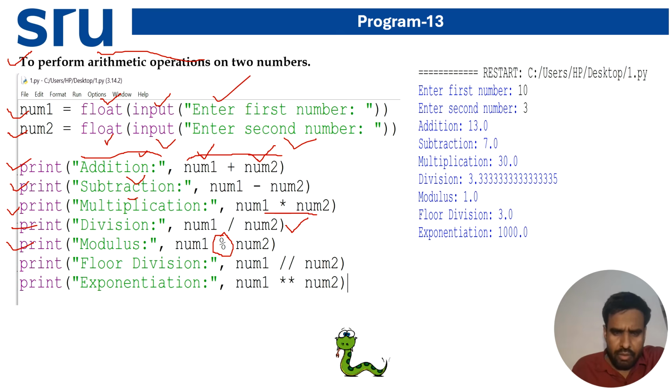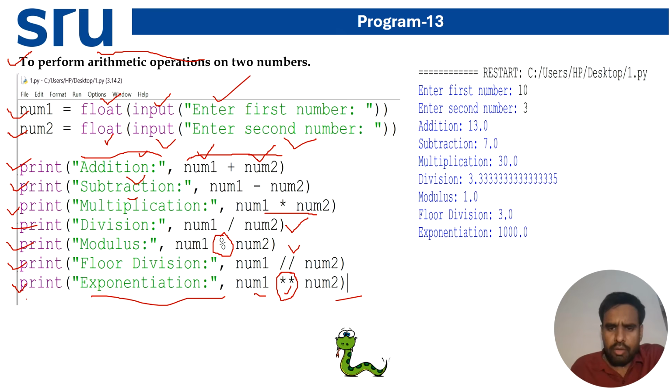Now, what is the print of floor division? Floor division is nothing but the resultant part of the division, num1 floor division num2. Now I'm going to take exponentials, exponents. This is the exponent symbol, num1 exponent num2.